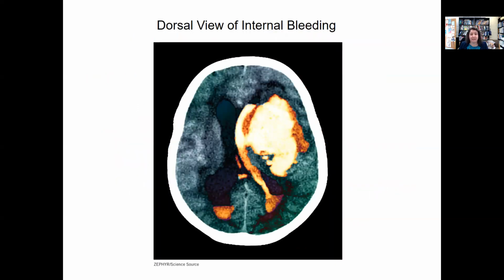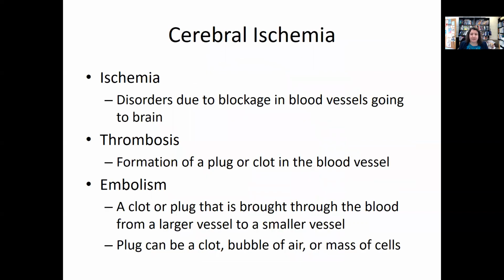So here's what bleeding in the brain looks like. As you can imagine, this is never good, just like massive bleeding anywhere else in your body. An ischemia is a disorder due to blockage in blood vessels going to the brain. So again, think of a corollary of your blood vessels being blocked going to your heart. It's not a good thing. Thrombosis is the formation of a plug or a clot in that blood vessel. And then an embolism is a clot or plug that is brought through the blood vessel from a larger vessel to a smaller vessel, and then that's when it gets stuck. It can be a clot, a bubble of air, or a mass of significant size.